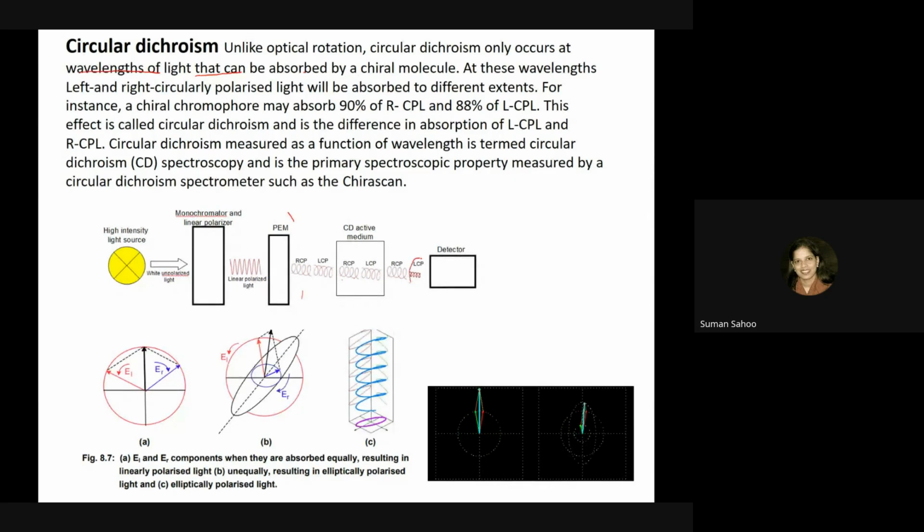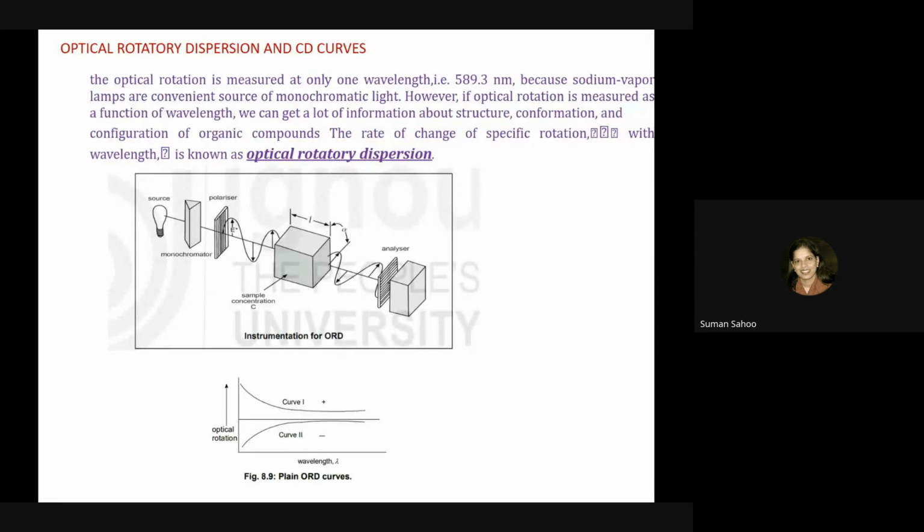It may absorb more left circularly polarized light and less right circularly polarized light. So now it would not behave as circularly polarized light, it would behave as elliptically polarized light, because one of the components is less and the other one is more. This effect is called circular dichroism, and the difference in absorption of LCPL and RCPL gives the CD. Circular dichroism is measured as a function of wavelength, and is the primary spectroscopic property measured by a circular dichroism spectrophotometer. So what is optical rotatory dispersion?